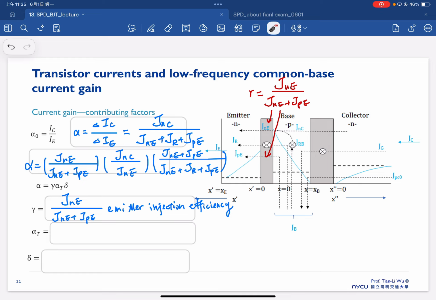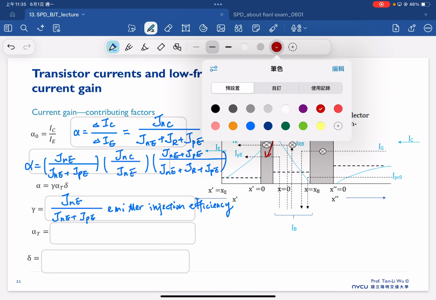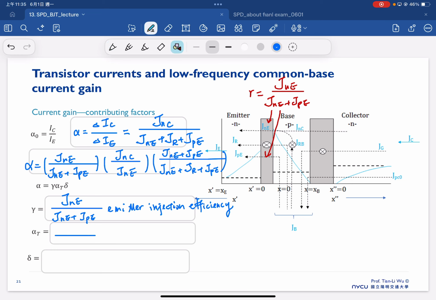The next one, alpha T, we define as JNC over JNE. So where is the JNC? Here is a JNC, and here is the JNE. So we consider alpha T as JNC over JNE.